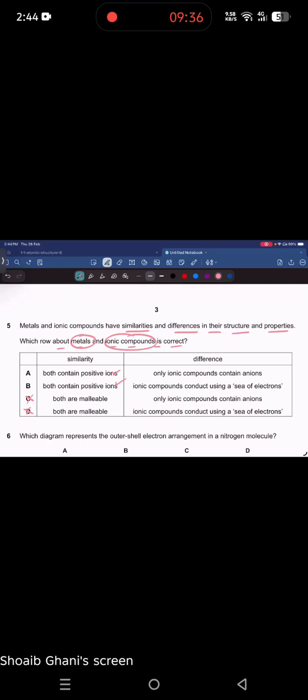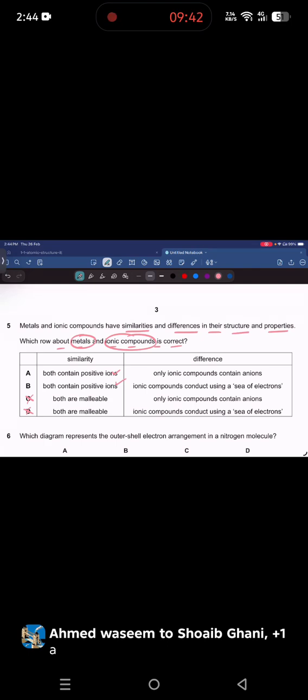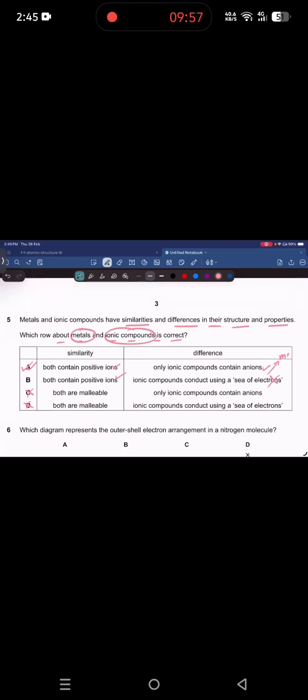Now let's check the difference. The difference is only ionic compounds contain the ions. This one is correct. So A is the correct answer here. Ahmed has already given the correct answer, A. Ionic compounds contain a sea of electrons? No, this one is the property for metals. The metals have the sea of electrons.